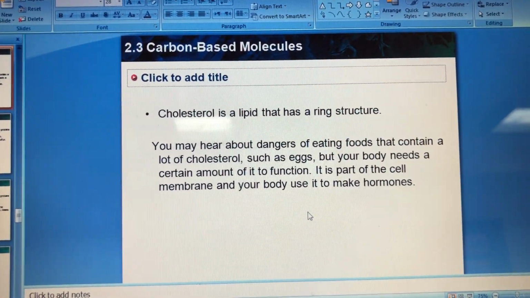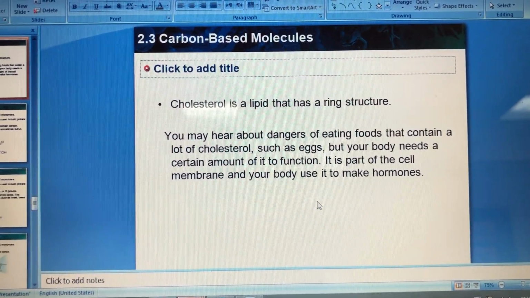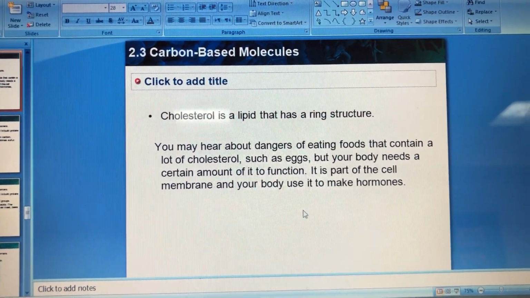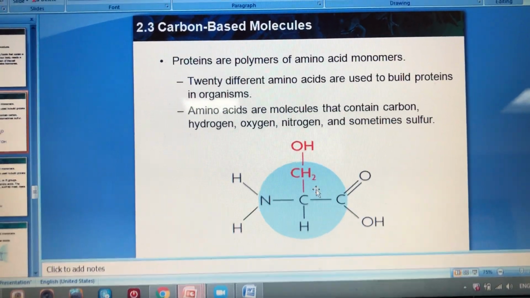Cholesterol is a lipid that has a ring structure. And the main function you have to know is that cholesterol is used in making some hormones in our body.